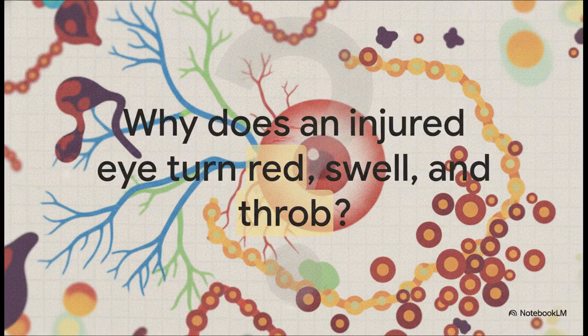Okay, let's dive into this. Why exactly does an injured eye turn red, swell up, and throb with all that pain? Well, we are going to look way past the visible discomfort your patient might be feeling to reveal the perfectly designed microscopic alarm system at work right beneath the surface. It's a whole system of chemical tripwires, protein cascades, and cellular cavalry.